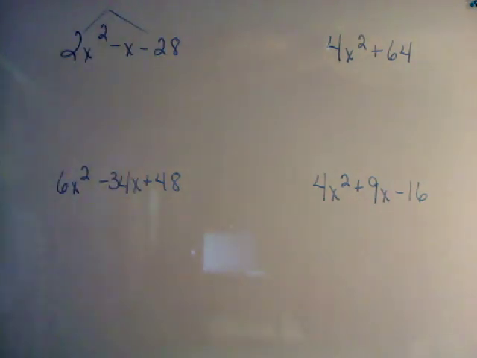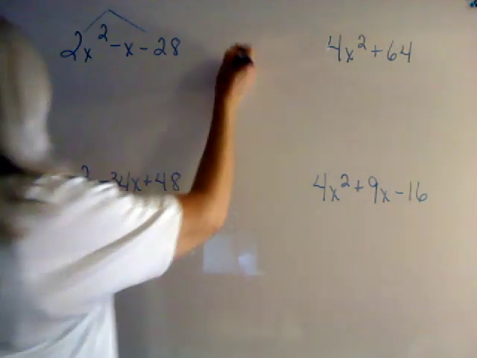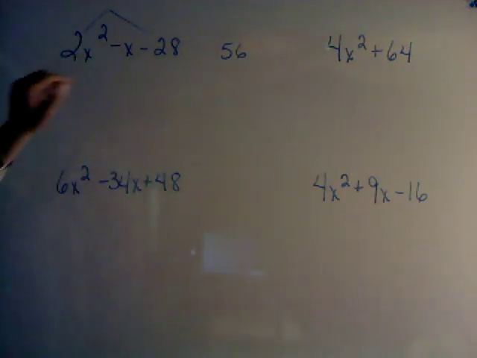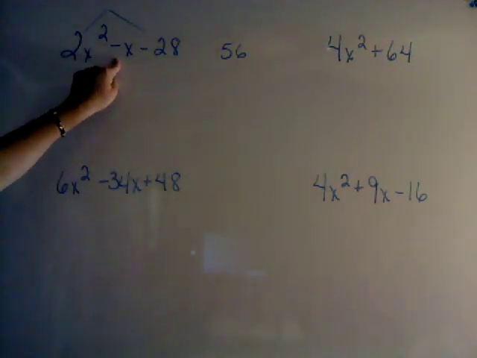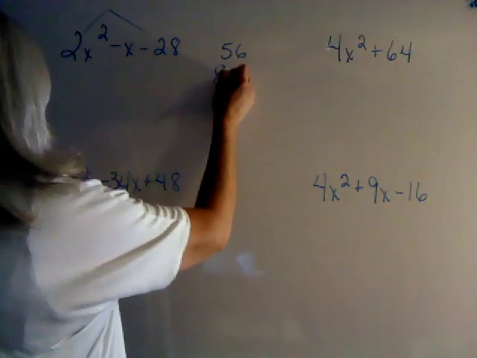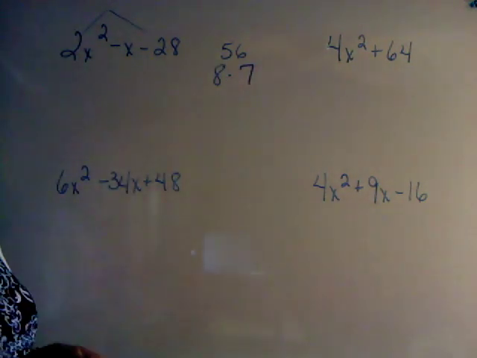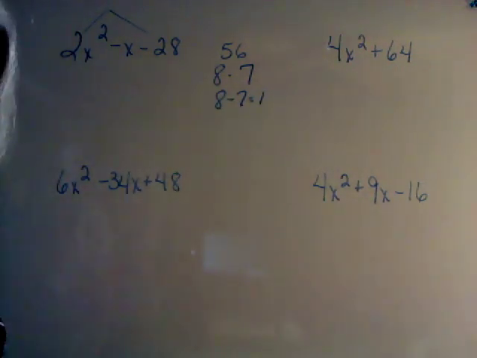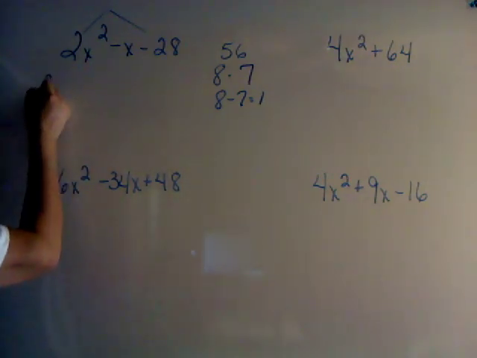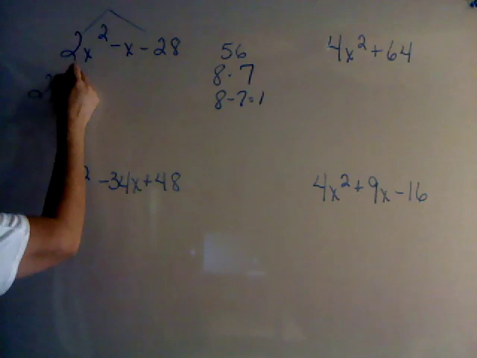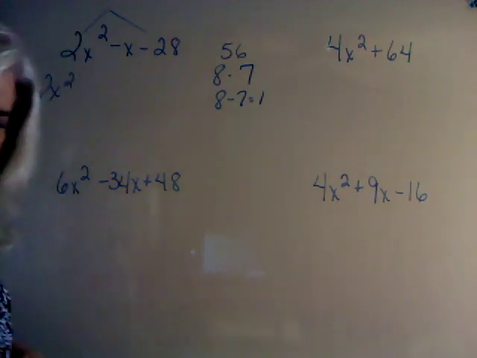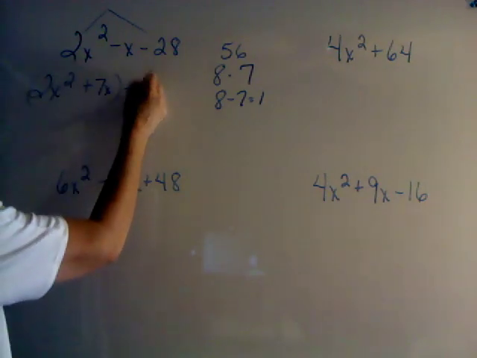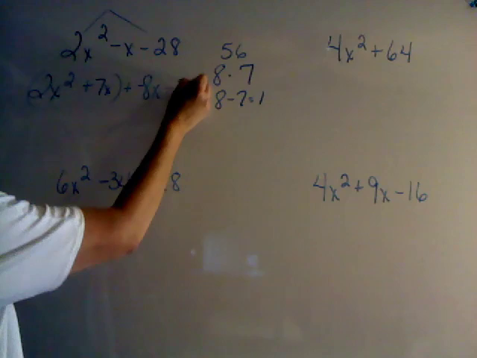So 2 times 28 would give me 56. And then I need to find 2 factors of 56 that when I subtract them, I'm going to get a negative 1. So I'm going to use 8 times 7 because 7 minus 8 would give me negative 1. So I'm going to pair them together over here. 2x squared plus 7x plus negative 8x minus 28.